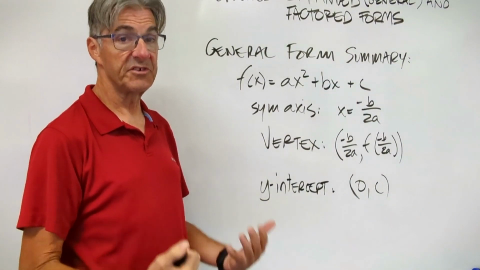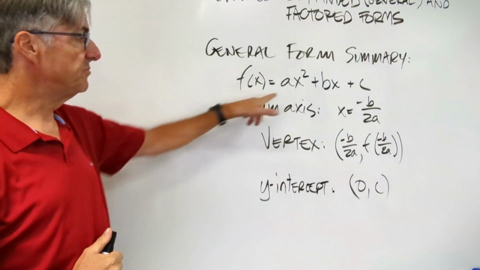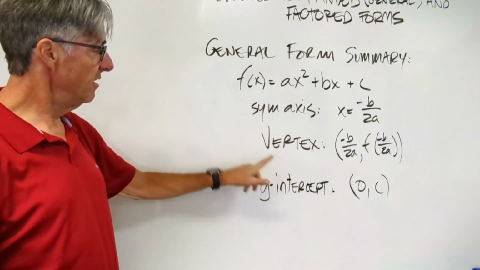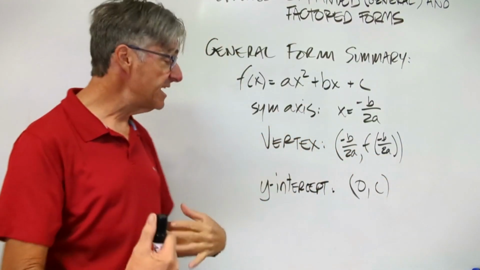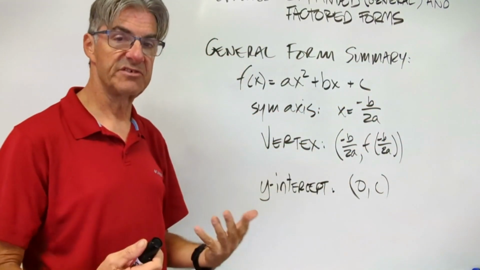All right, a quick summary of what we can get from general form. ax² + bx + c, there's our general form. Symmetry axis, x = −b/2a. Vertex, (−b/2a, f(−b/2a)). And lastly, the y-intercept is just (0, c), or the last term, the constant term.